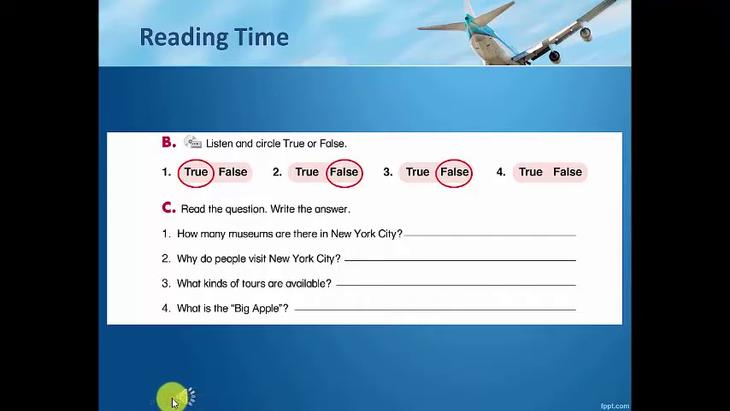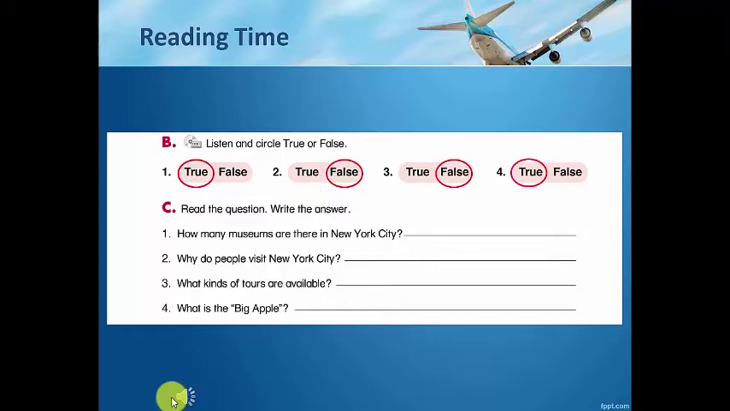Number 4. When you're in New York City, you can take a boat tour. True or false? That's true. Okay. Let's have some questions here.